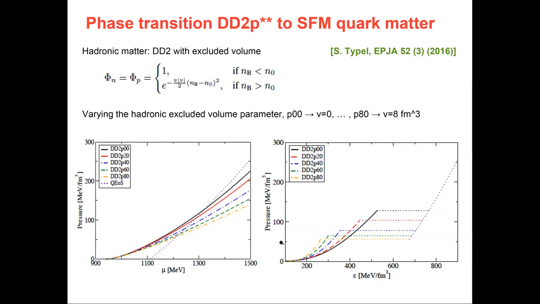This occurs very early, here at about 50 MeV per fermi cubed, below 100, as we have discussed in the introduction. And there's a large jump in energy density before we reach the border of the quark-matter phase.